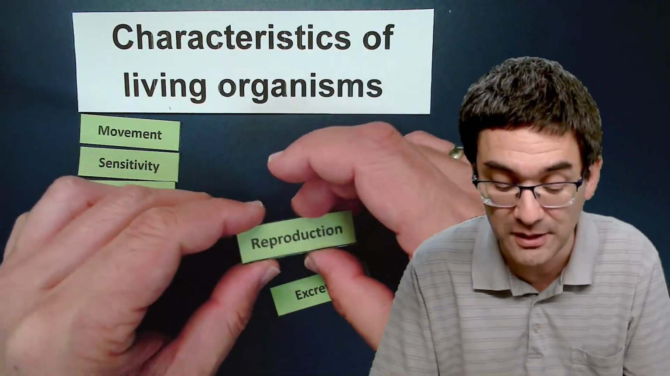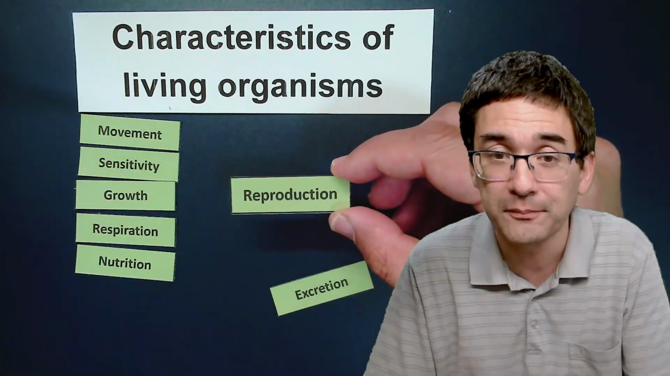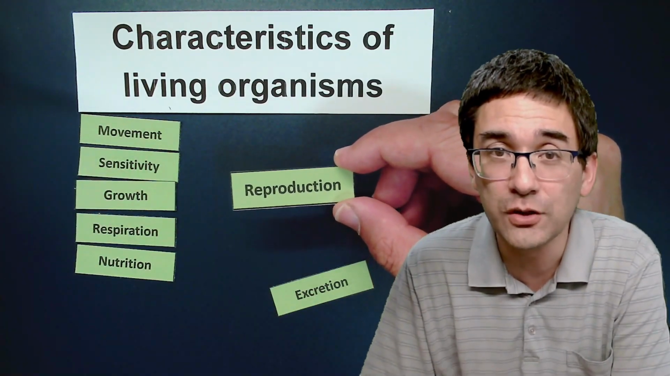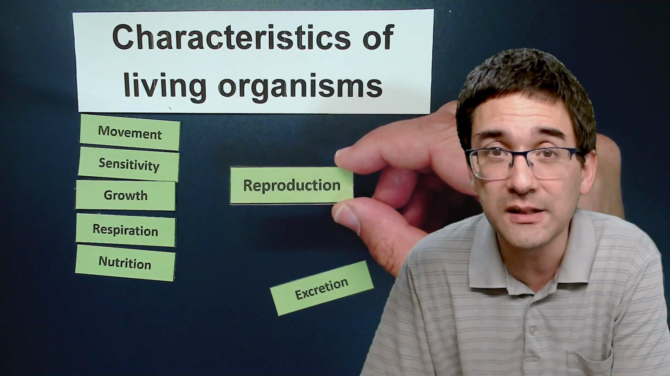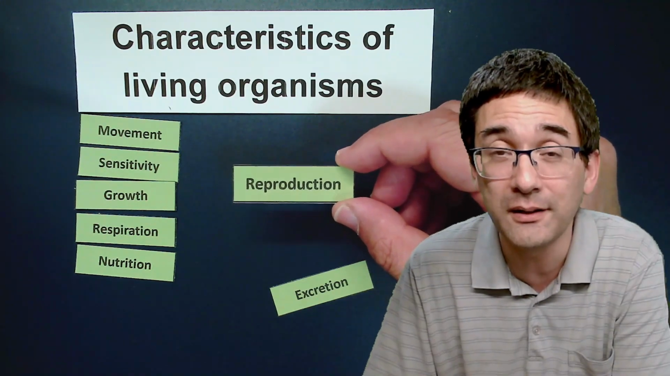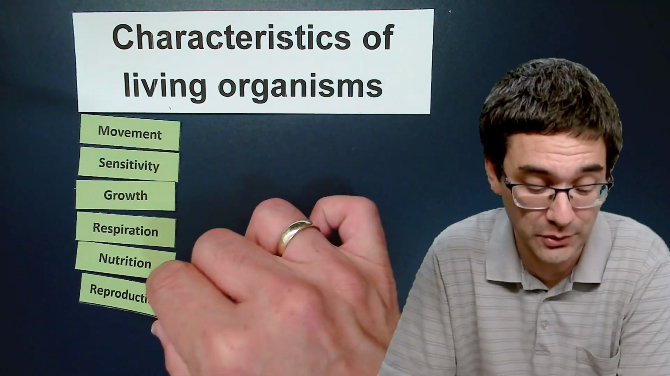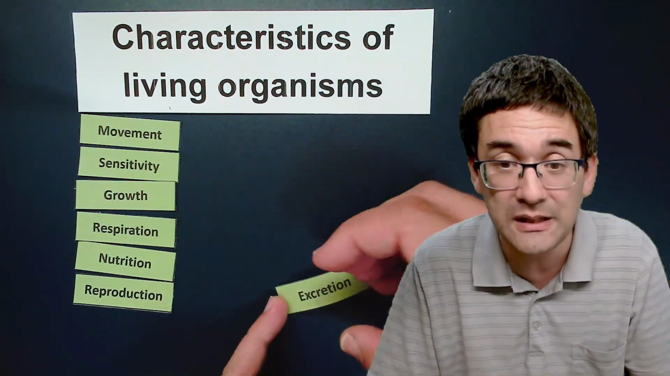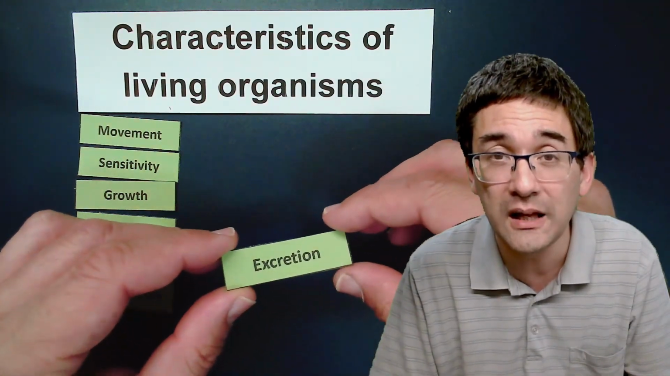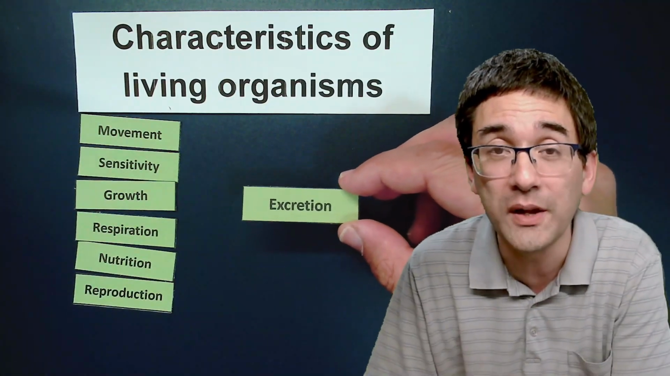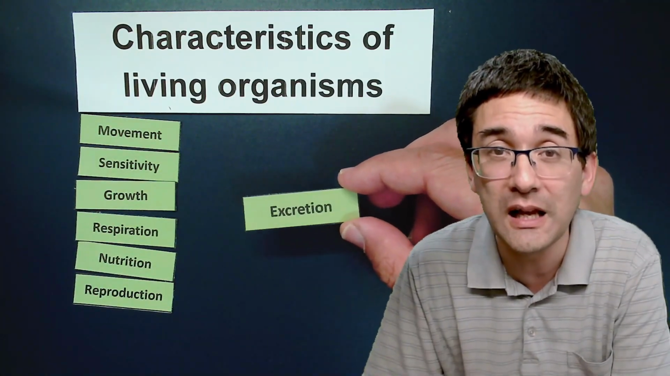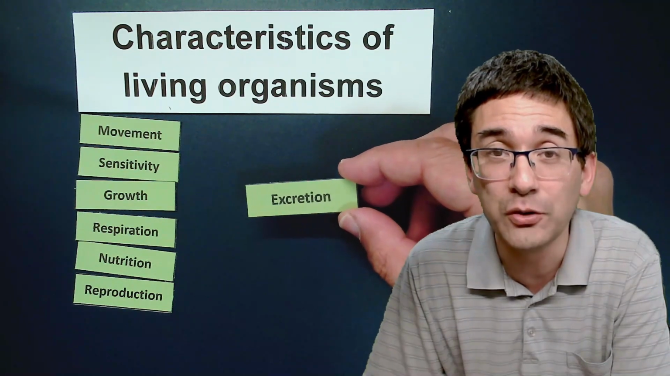There are many possibilities. Reproduction. In the case of reproduction, living things are able to multiply, and they are able to make copies of themselves. Okay, it's also very important. And last but not least, excretion. Excretion means that there are waste products being produced, and those waste products have to be released again.